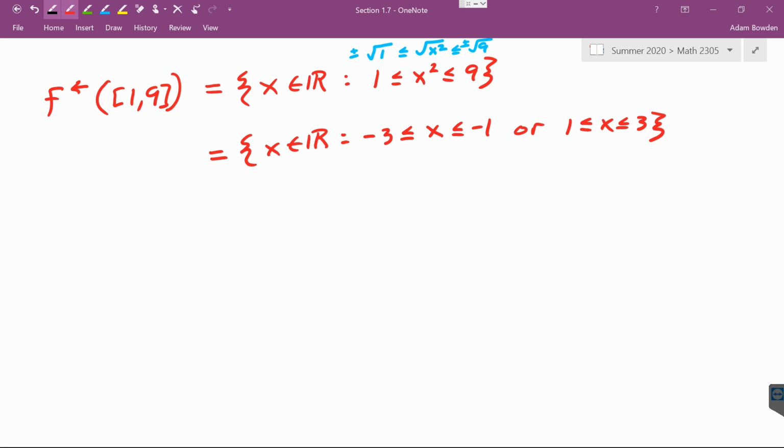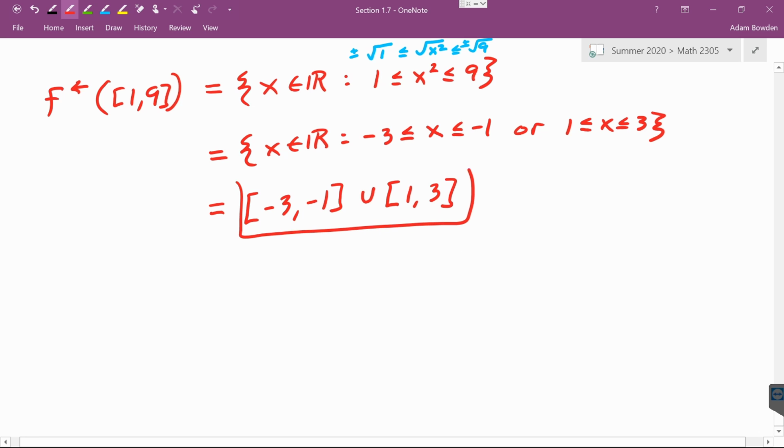And so this is actually going to involve two intervals. The interval between negative 3 and negative 1, and also the interval between 1 and 3. If you were to take the numbers in either of these intervals and run them through the function, they would both map into the interval from 1 to 9.